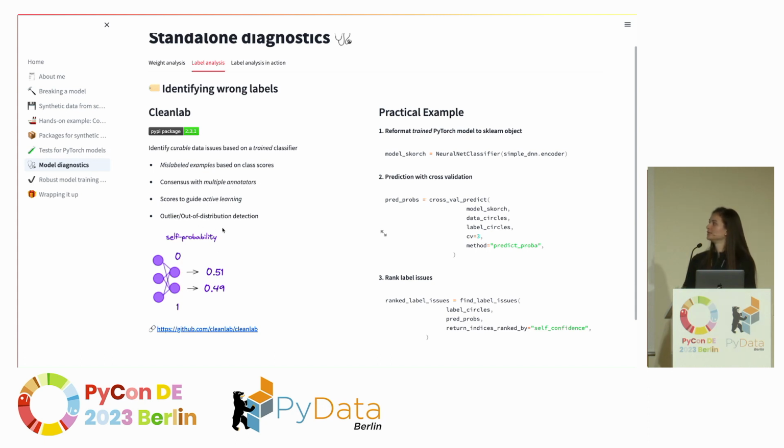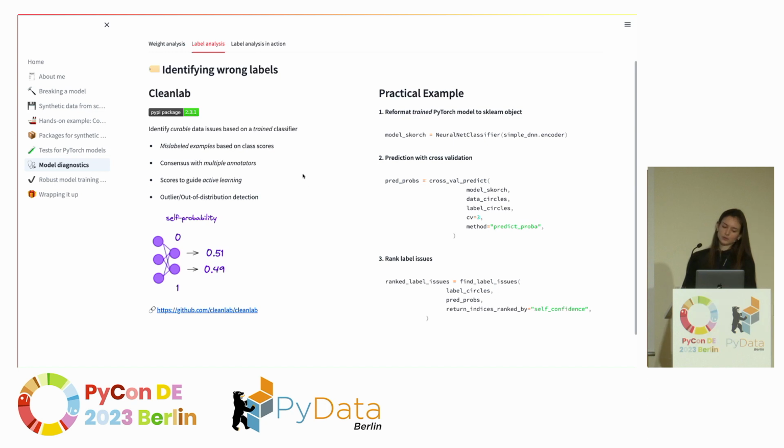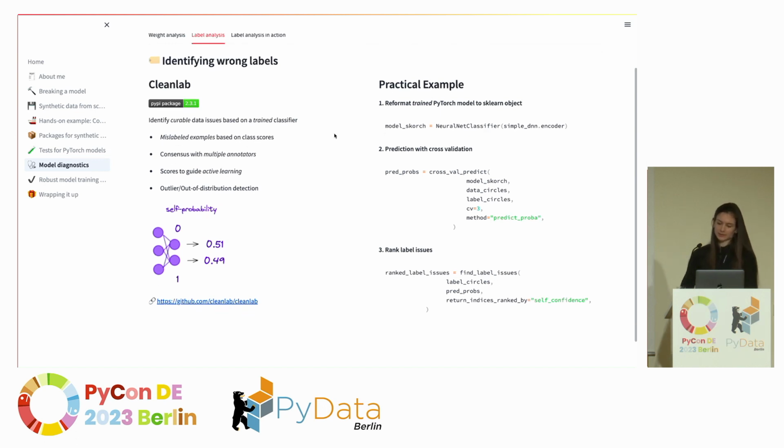And of course also to detect outlier and out-of-distribution examples if you have the suspicion that these are present in your data and you want to get rid of them. So for mislabel classification, we're using a concept called self-probability. The main intuition here is that we're just looking at the class scores that our classifier is producing, which I think is pretty straightforward. And the nice thing about this package is that you can basically input any trained PyTorch model into this package. You just have to make sure that you transform your PyTorch model to an sklearn object.